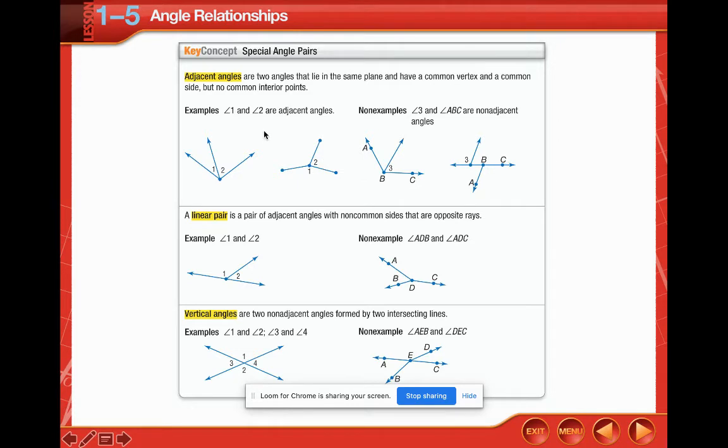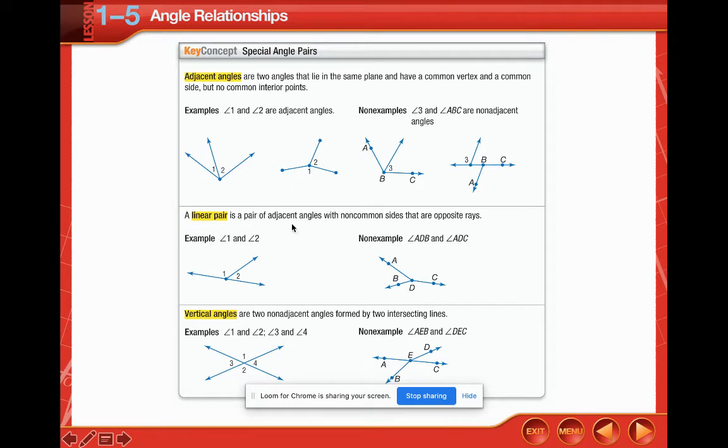The key for adjacent is that it just means next to. If somebody goes into the adjacent building, they're going into the building next door. So if 1 and 2 are adjacent, it just means that they're next door to each other, right next to each other. Whenever you see adjacent, it just means next to.